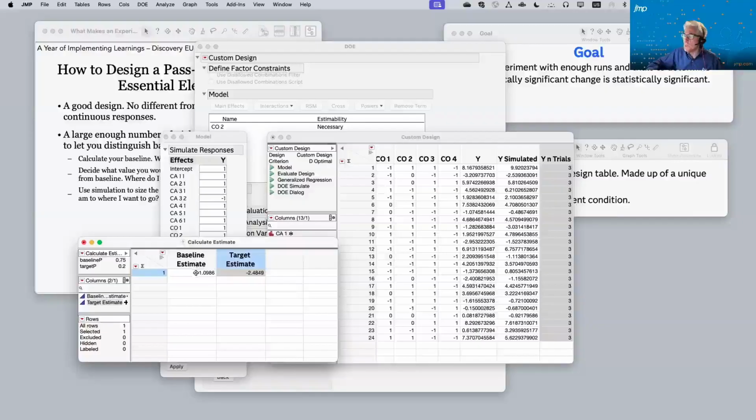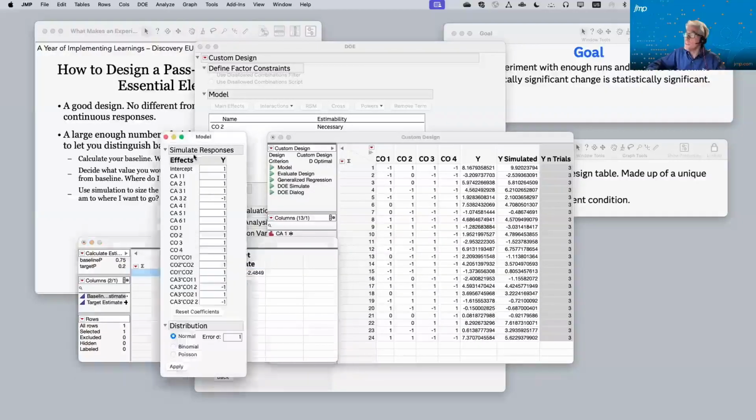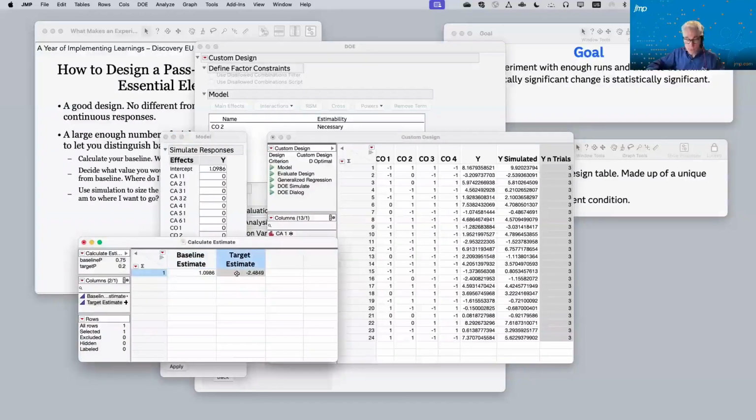So I'm going to copy this baseline and paste it. Let me reset these to 0 again. I'm going to paste that as my intercept. So my baseline is my intercept. I am going to copy my target.